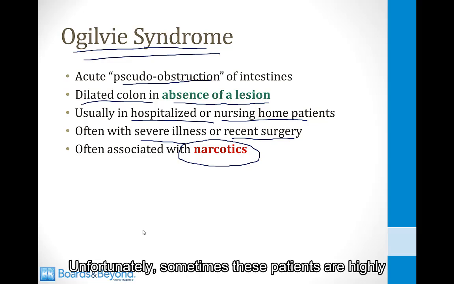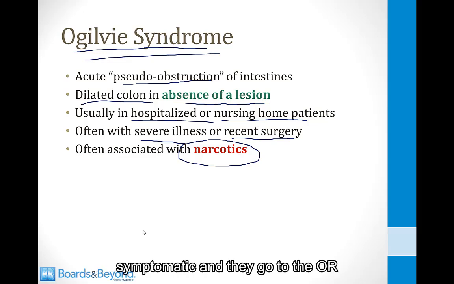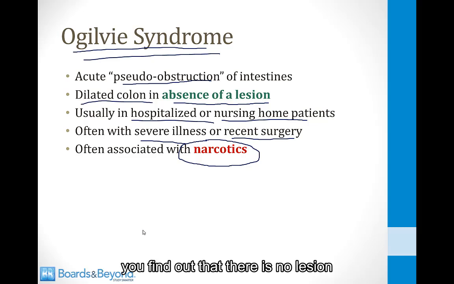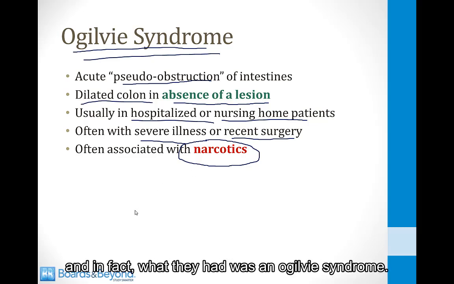Unfortunately, sometimes these patients are highly symptomatic and they go to the OR for exploratory laparotomy, and in the operating room you find out that there is no lesion, and in fact what they had was an Ogilvie syndrome.